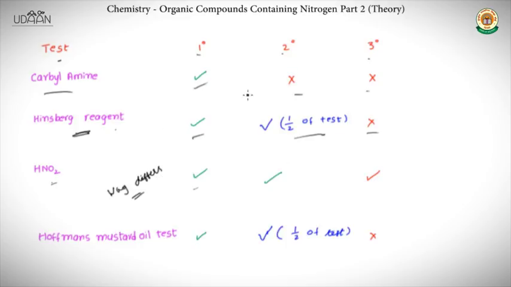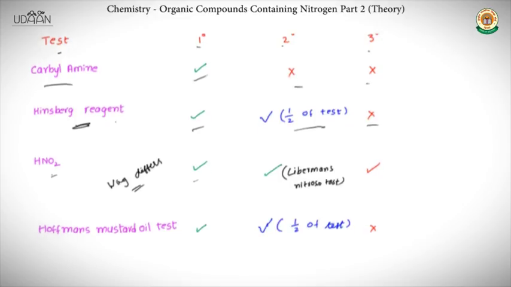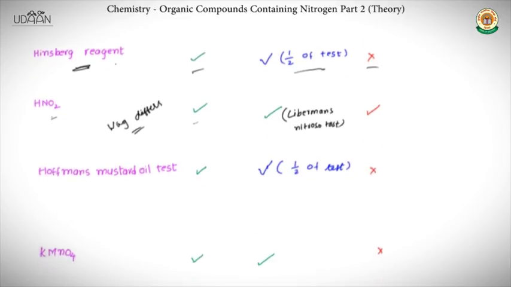Now the reaction of HNO2 with secondary is a very famous one, and that is called Liebermann's nitroso test. You'll come to know what it is in your problems. And next important test is Hofmann's mustard oil test. For this test, primary reacts completely to the test, whereas secondary responds only to half of the test, but the tertiary doesn't respond at all. This is similar to the Hinsberg reagent, as you can observe.